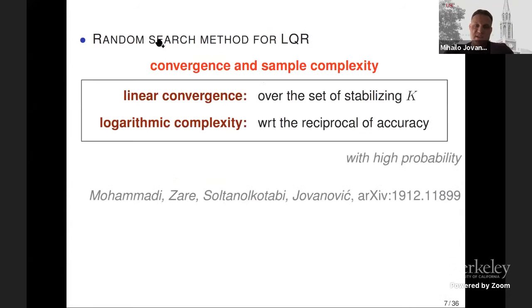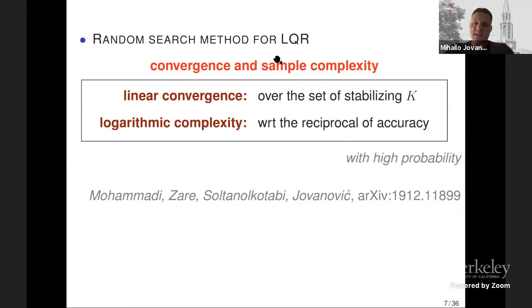In the absence of models, we proved linear convergence over the set of stabilizing feedback gains and established logarithmic complexity with respect to the reciprocal of the desired accuracy of the random search method for the linear quadratic regulator problem. And I'll be very specific about what I mean by random search method. What I would like to highlight is that all of our results hold with high probability, and we do everything offline. So if you expect regret type bounds and results of that sort, none of that is going to be present in my talk today. And I would like to draw your attention to our archive post that has also been conditionally accepted for publication in IEEE Transactions on Automatic Control.